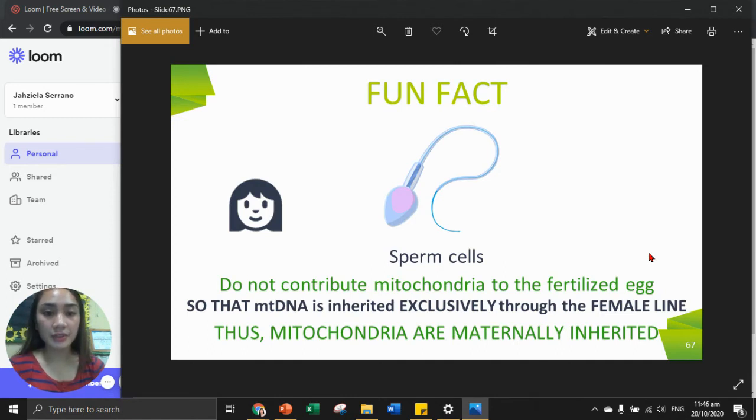So just for a fun fact about sperm cells, so sabi dito, sperm cells do not contribute mitochondria to the fertilized egg, so that yung mitochondrial DNA, it is inherited exclusively through the female line. So thus, mitochondria are maternally inherited, no?